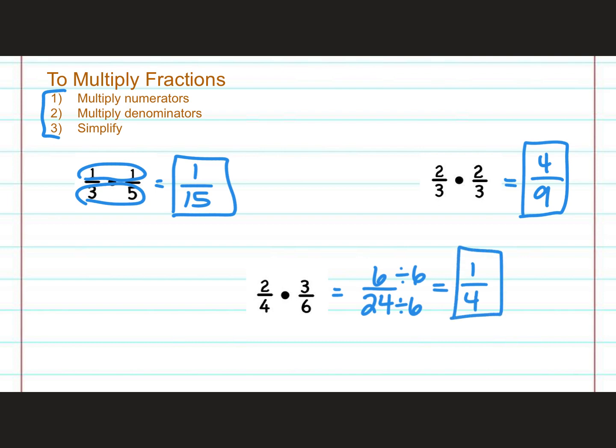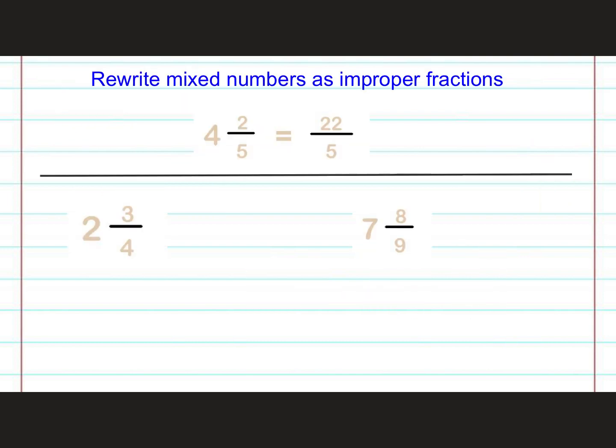in simplest form. Okay, this next part, rewrite mixed numbers as improper fractions. This is just a quick review because we need to remember how to do this before we can multiply mixed numbers. So we take the denominator, multiply it by the whole number, so 5 times 4 is 20, and then we add the numerator, which is 2, and then the denominator stays as 5, so 22 over 5.